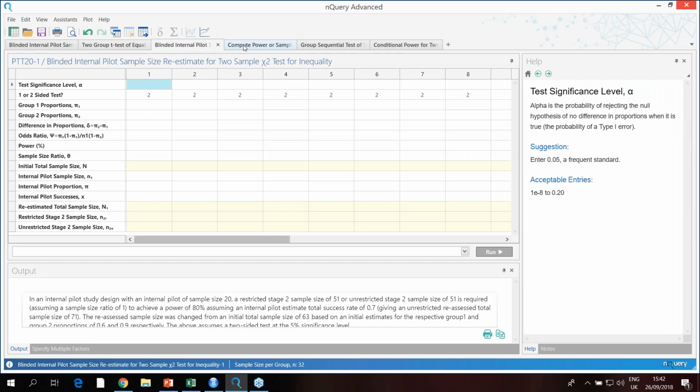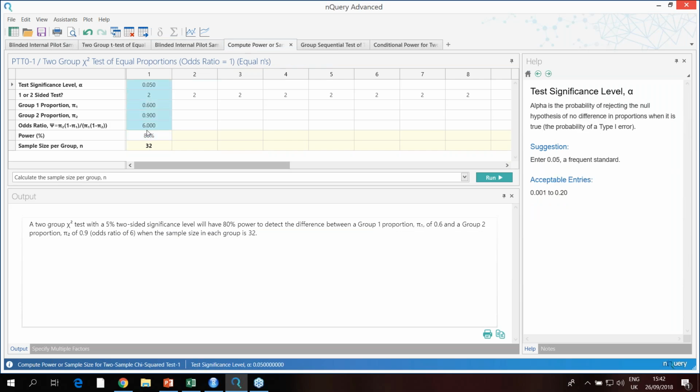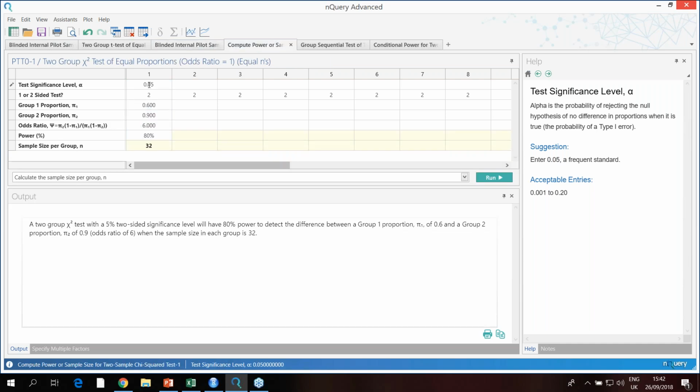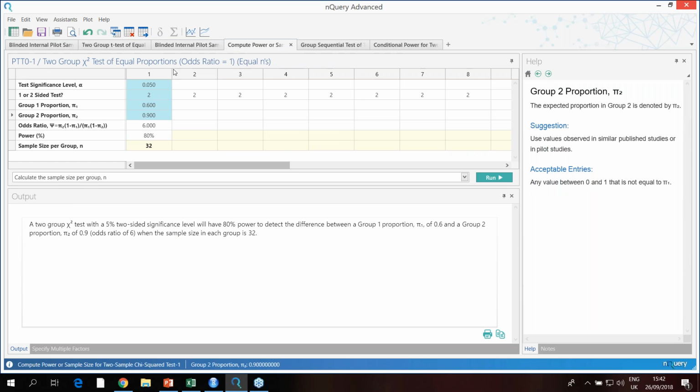And what you'll note here is that the first set of inputs, we can literally just copy and paste them across with very little change. We'll just copy and paste these across.